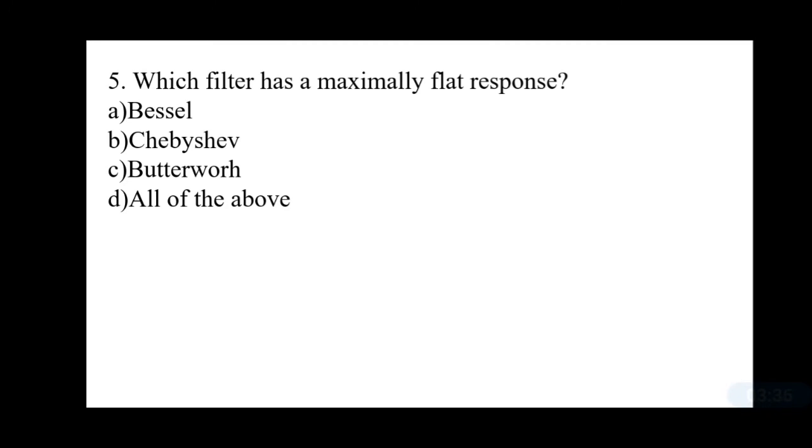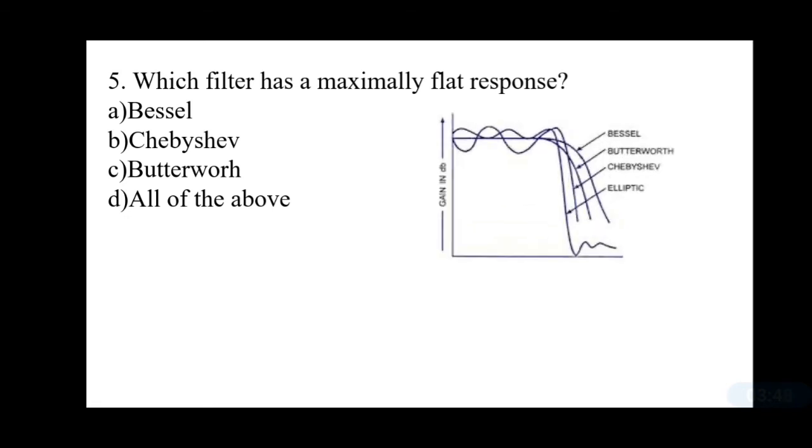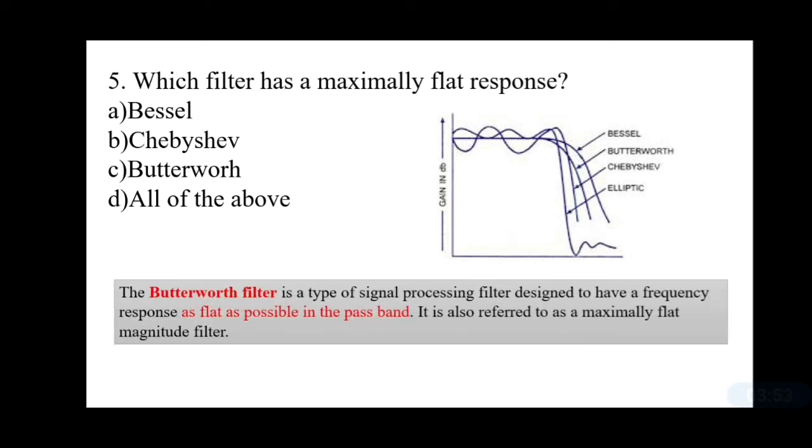Next question. Which filter has a maximally flat response? Option A Bessel, option B Chebyshev, option C Butterworth, option D all of the above. In the frequency response curve, the maximally flat response is the Butterworth. The Butterworth filter is a type of signal processing filter designed to have a frequency response as flat as possible in the pass band, also referred to as a maximally flat magnitude filter. The correct option is C.